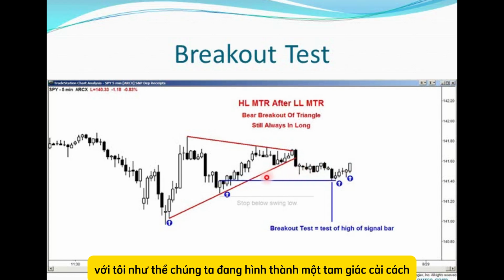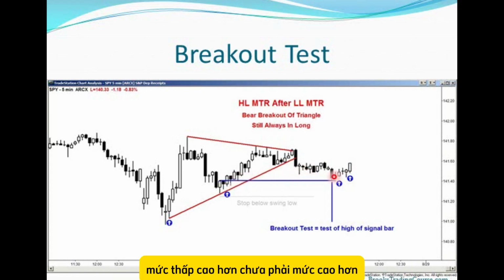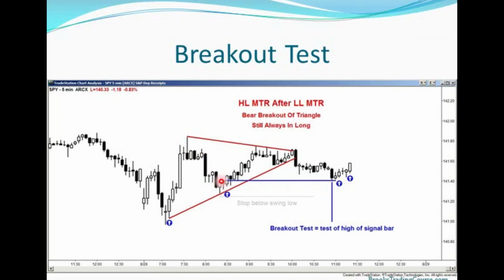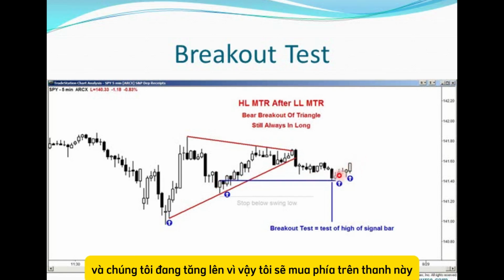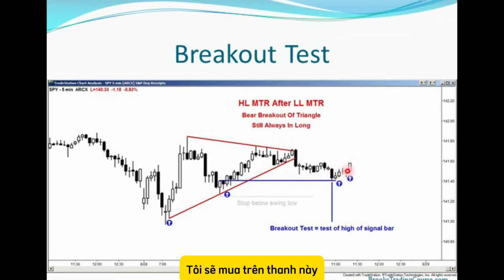It looks to me like we're forming a triangle. We're forming higher lows, not yet higher highs. The market stayed always in long. We never went short, and looks like we're testing a support level, the high of this very strong bull reversal bar, and we're turning up. So I would buy above this bar.